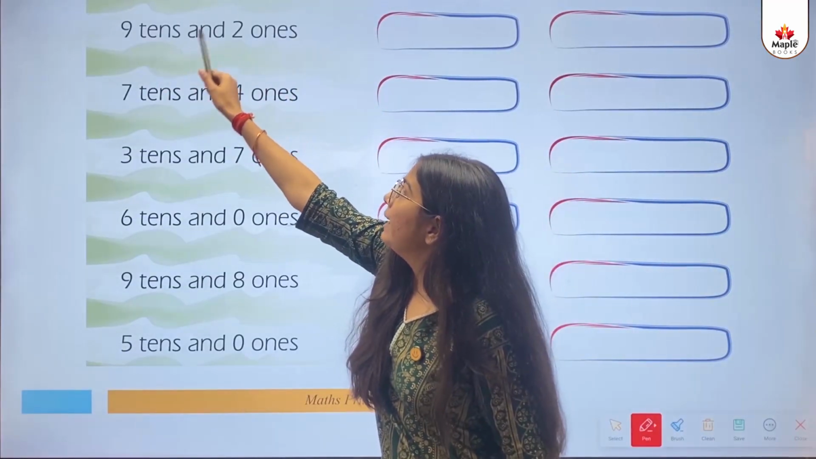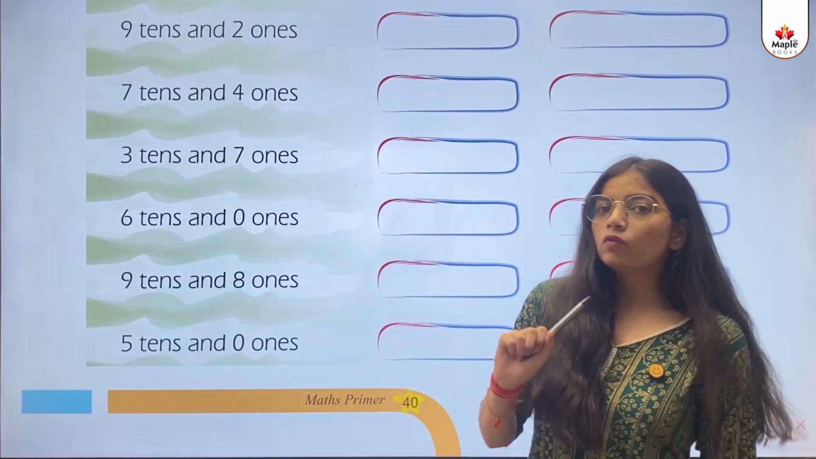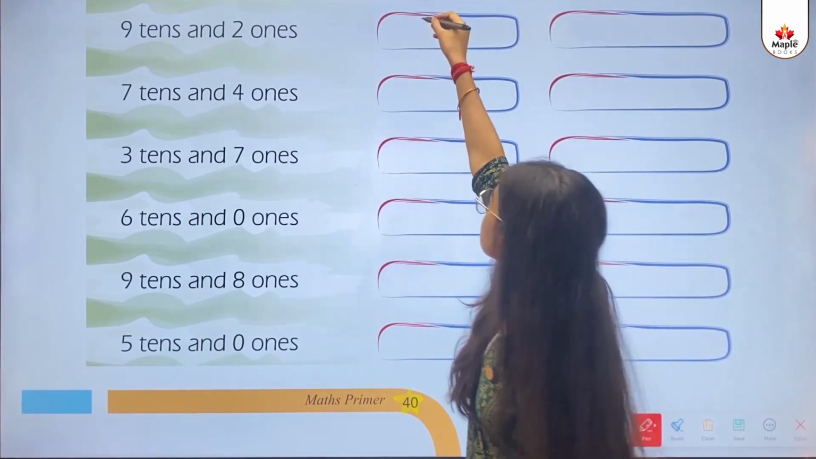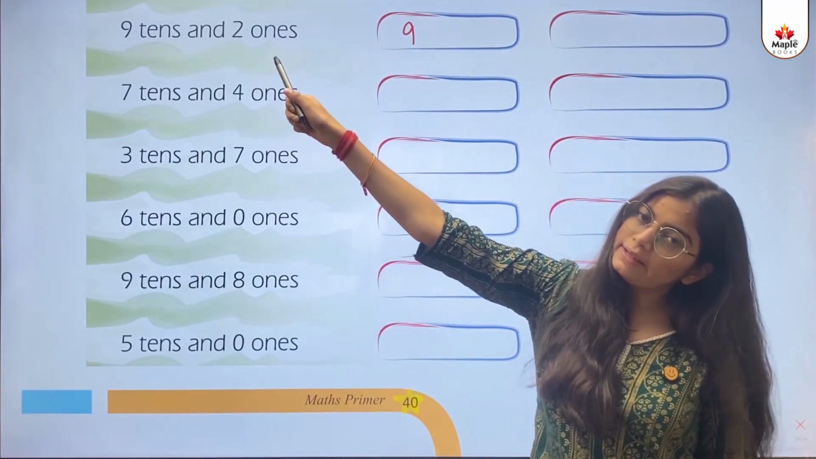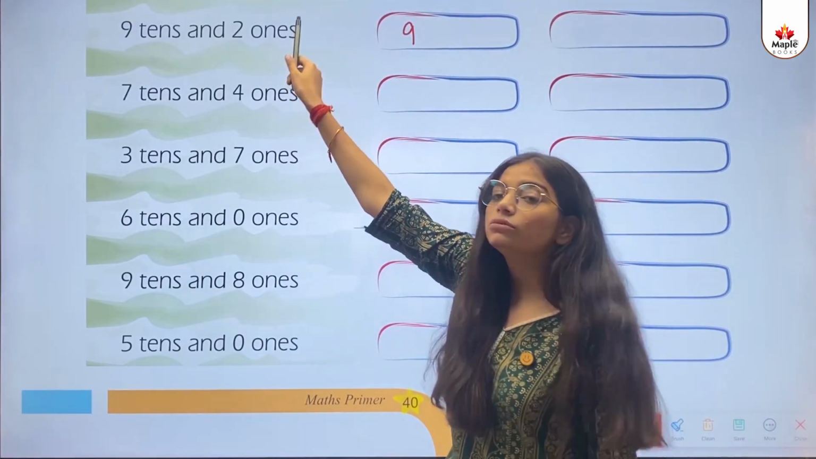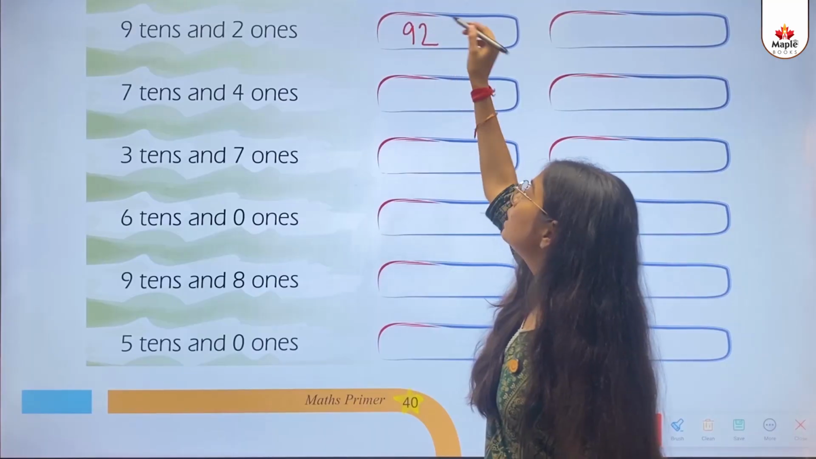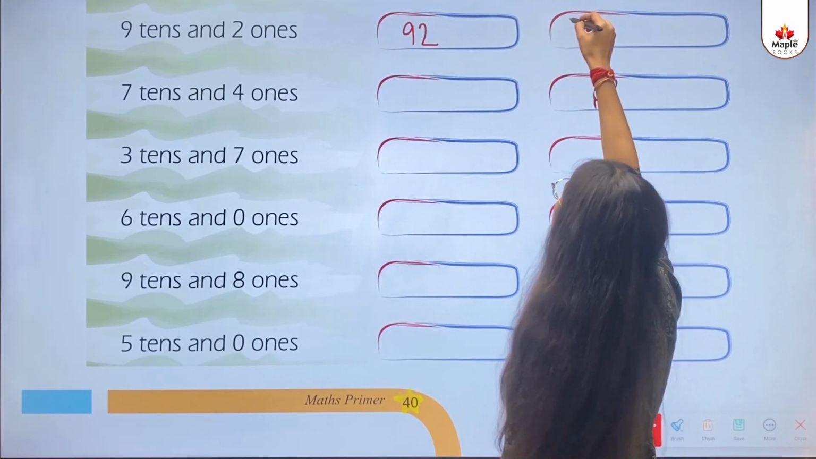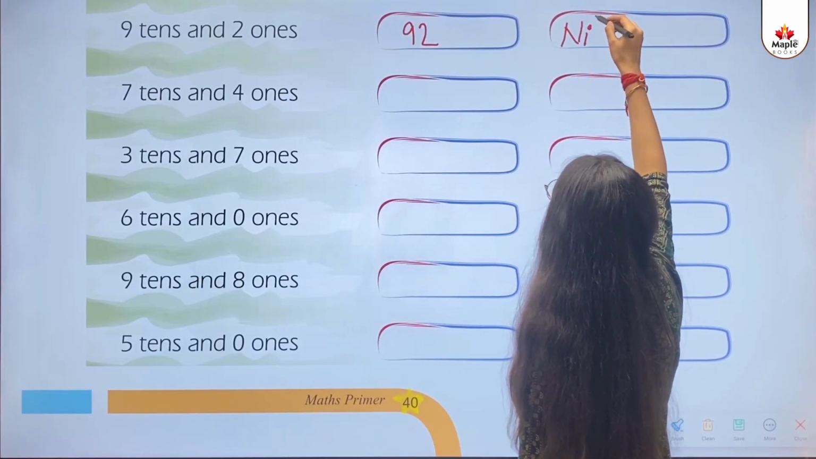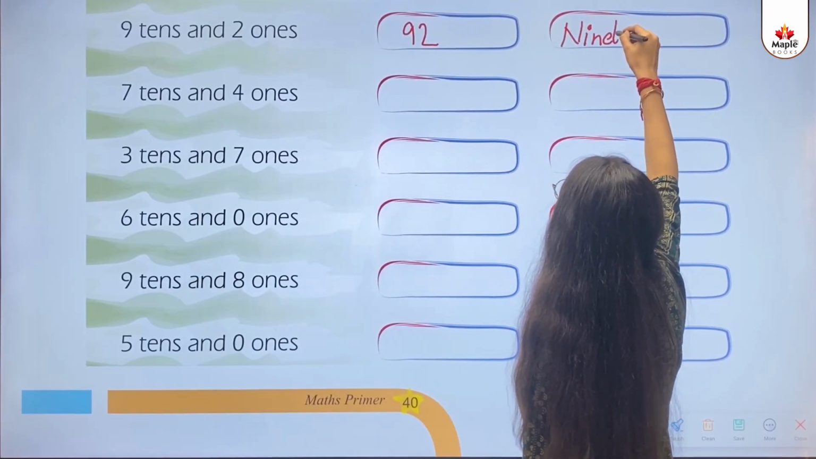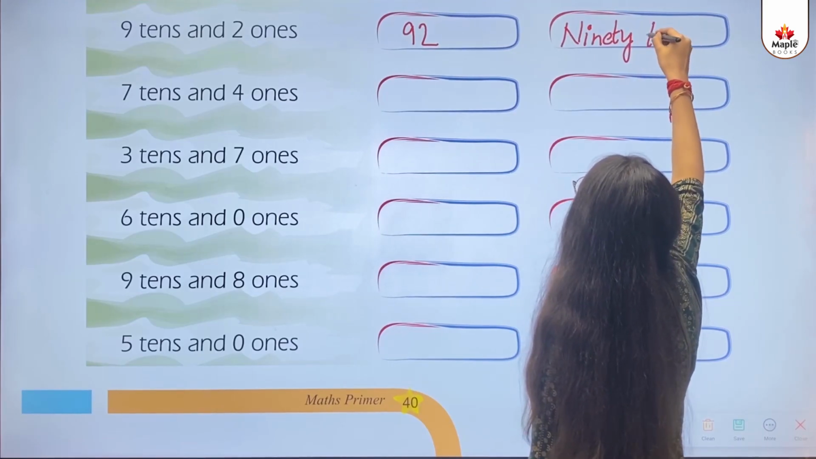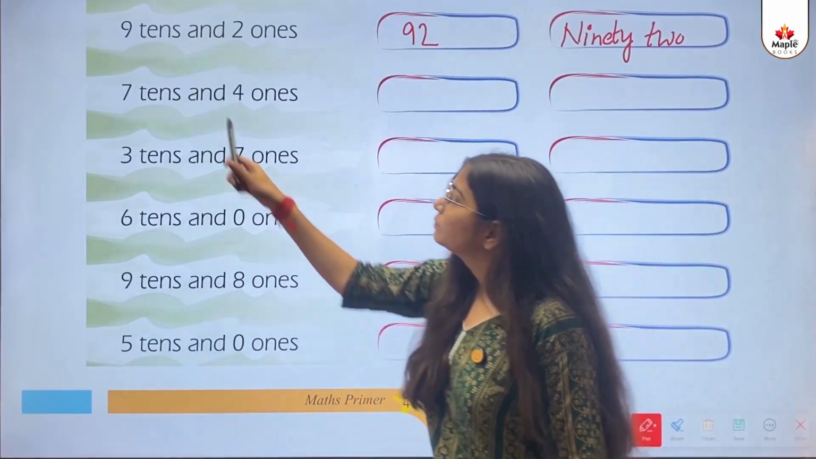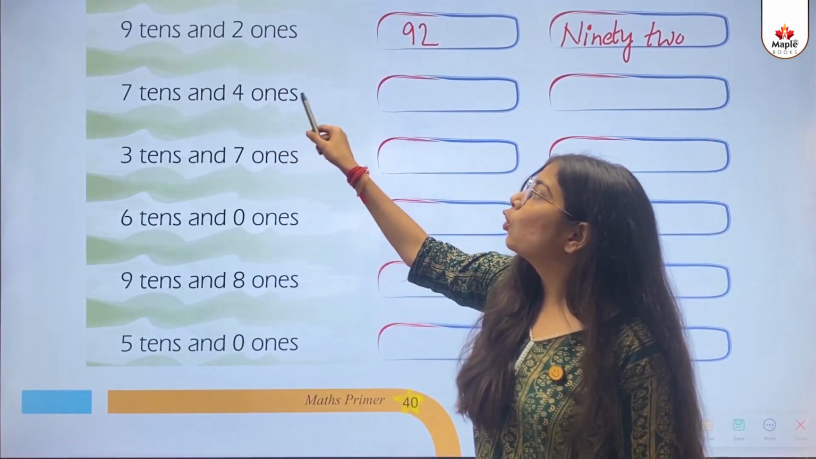9 tens and 2 ones. What we write first? 9 or 2? 9, as it is on the tens place. Then what we write? 2, as it is on the ones place. What makes it? 92. So what we write? N-I-N-E-T-Y, 90, T-W-O, 2, 92.